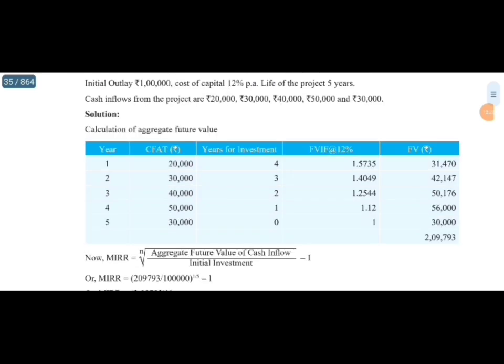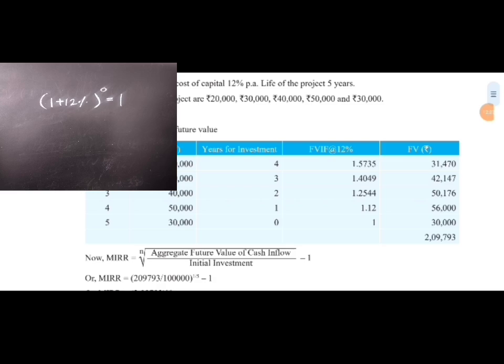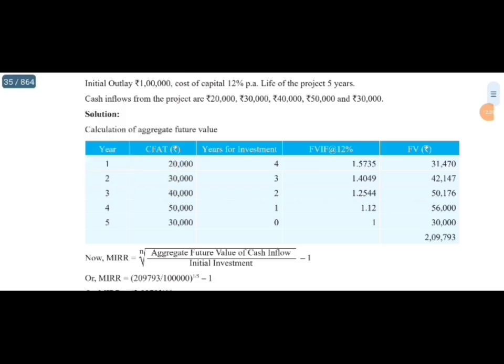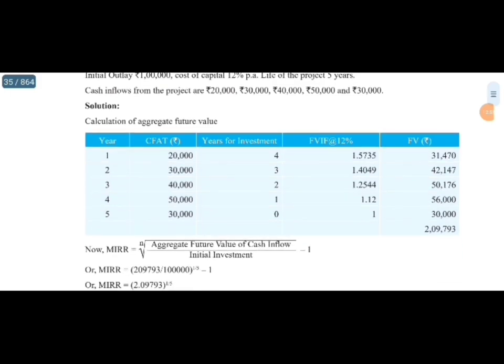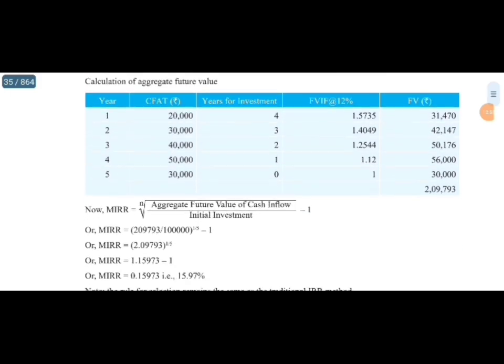So in the fifth year we are at the end of the life of the project. So we are not going to reinvest any amount. So the years for investment is 0. So 1 plus 12% power of 0 is 1. So 1 into 30,000 is 30,000. Then adding these values found for the 5 years, we will get 2,09,793.